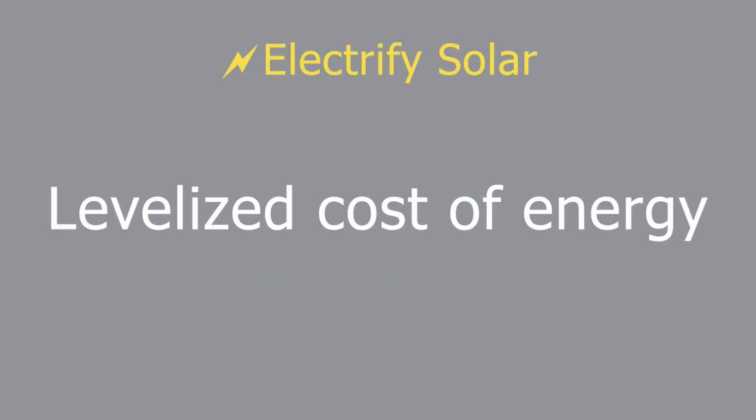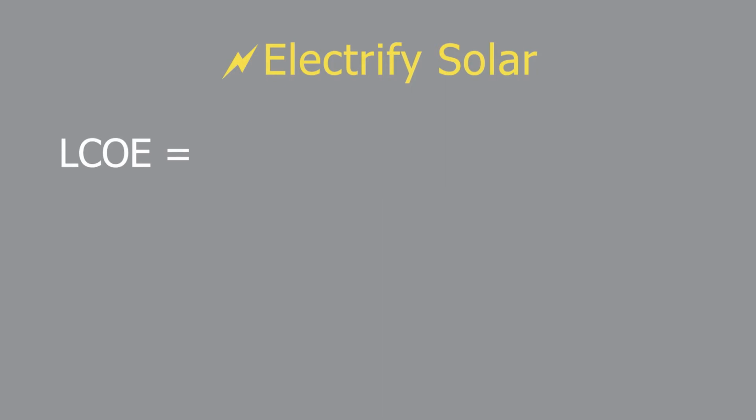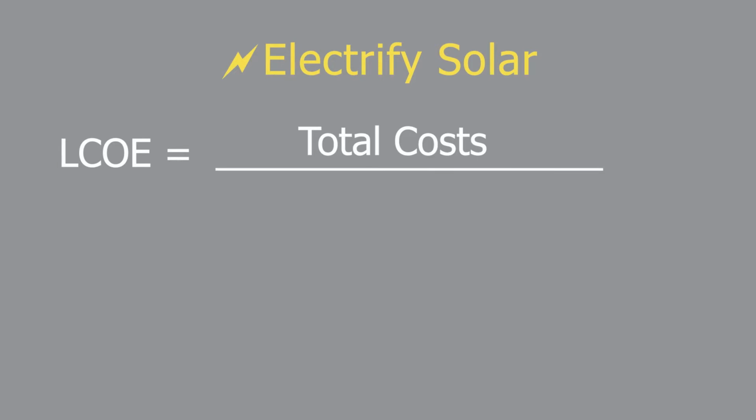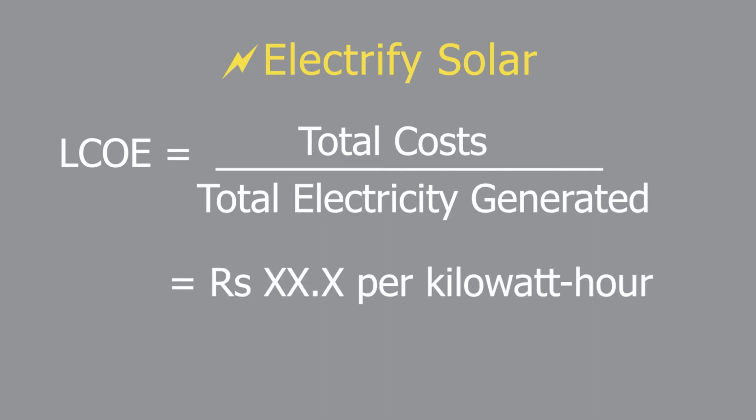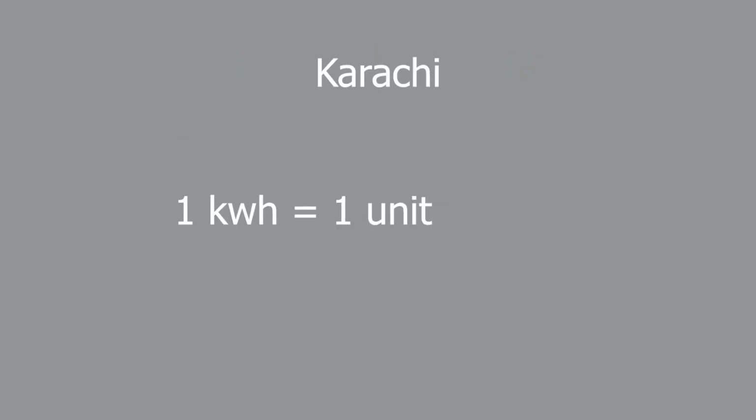First, we will look at levelized cost of energy. Levelized cost of energy is the total cost that would be incurred over the lifetime of the plant divided by the total electricity generated over the lifetime. This gives us the cost of 1 kilowatt hour of electricity. Kilowatt hour is the unit that you see in your electricity bill. In Karachi, 1 unit costs rupees 20 after including taxes.